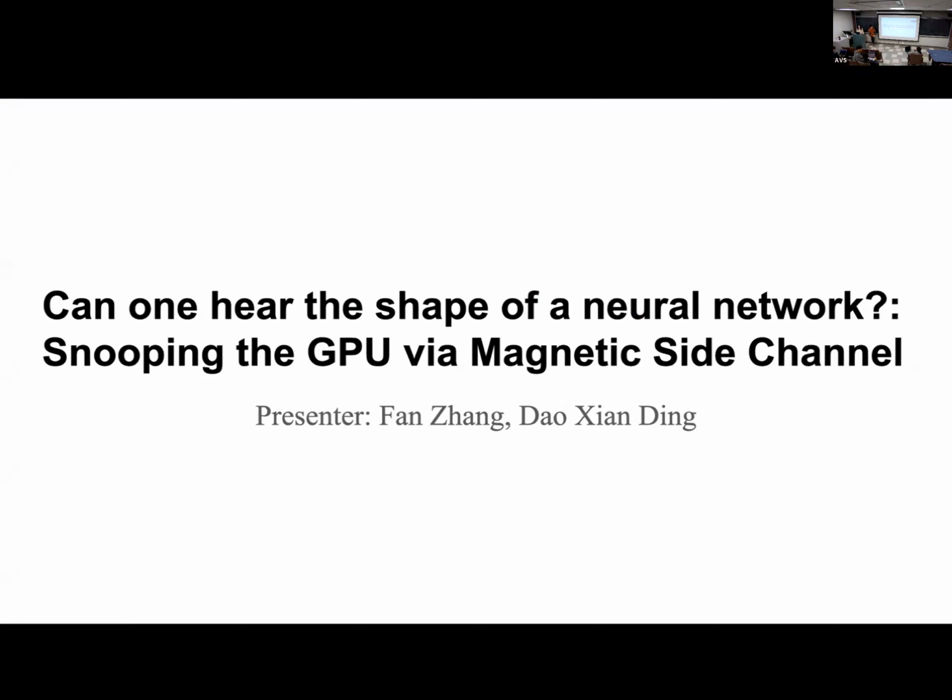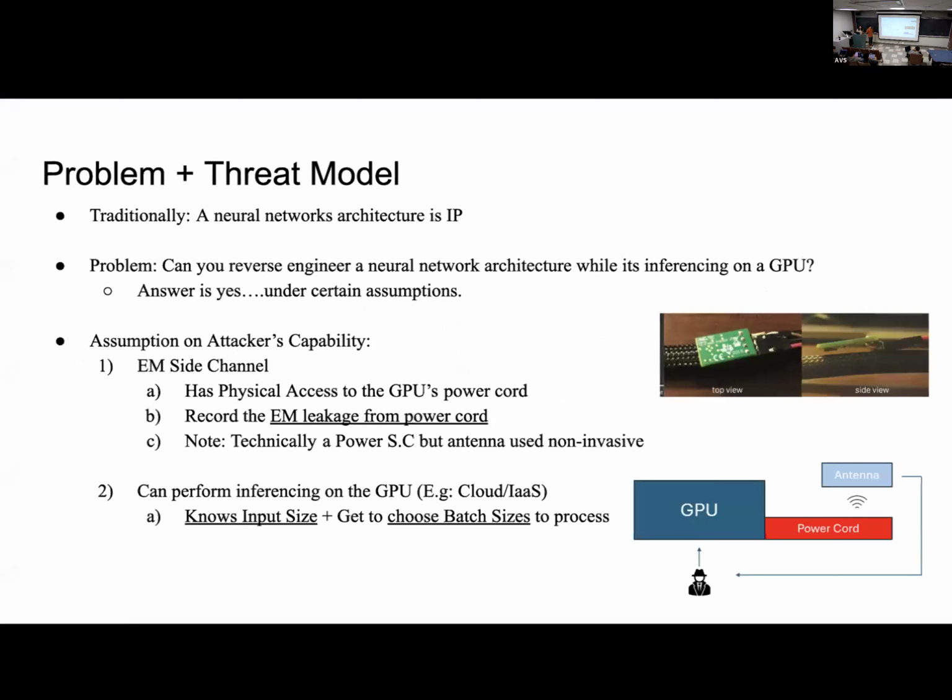Okay, so I'm Dao Xian, this is Fan. Today we're presenting a paper called Can One Hear the Shape of a Neural Network? Snooping the GPU via Magnetic Side Channels. So traditionally, you would expect a neural network's architecture to be IP, so you don't want it to be publicly known. The problem here is whether you can reverse engineer a neural network's architecture while it's inferencing on the GPU. And apparently the answer is yes, but under certain assumptions.